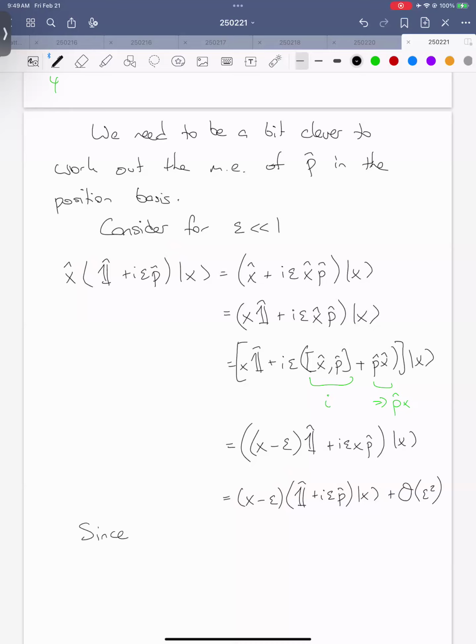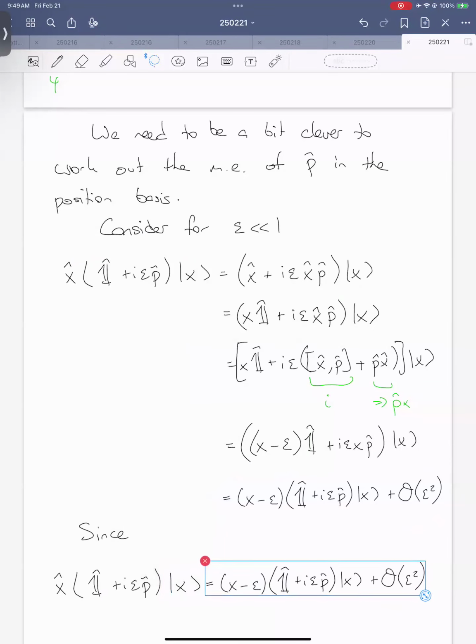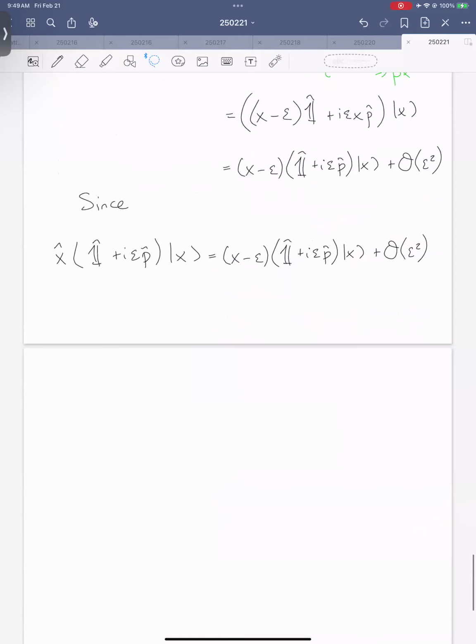So since x hat on this thing is equal to itself with an eigenvalue of x minus epsilon, we therefore have that this vector in the Hilbert space is an eigenket of the x operator with eigenvalue of x minus epsilon. So we call it the eigenket x minus epsilon.